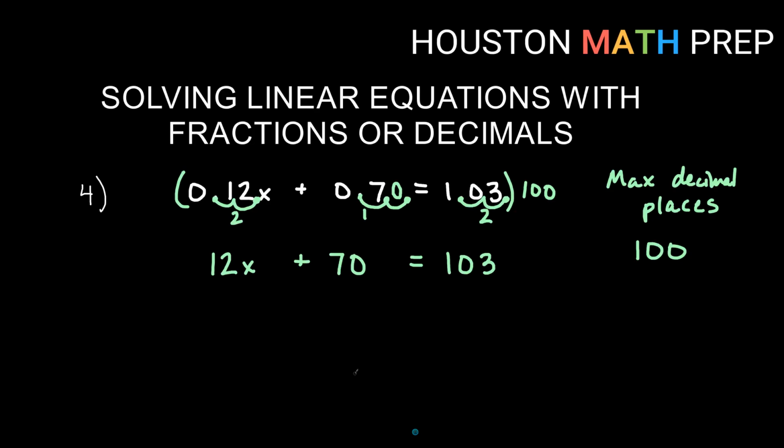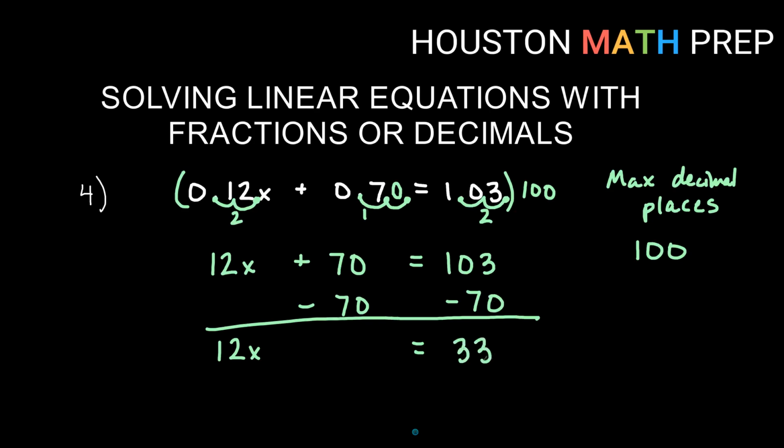Again, now we're at our whole number step. Everything is a whole number. We don't have to worry about decimals. We'll get the x term by itself. So let's subtract 70. We should be good to go once we get to this step, I think. So 12x, the 70s add to 0 there. So we get 103 minus 70. That's going to be 33. And then over here we divide by 12 to get rid of multiply by 12. And so we'll have x equals 33 over 12.